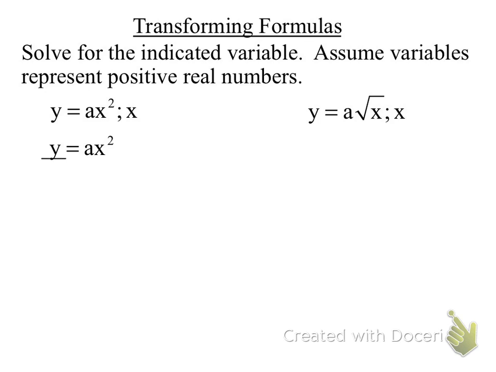Good. And you're writing as we go, not waiting till the end, because I'm not going to keep it up there. So we're dividing both sides by a. We get y over a equals x squared. Next step, Marcus. Square root of both sides. Root both sides. And then we get absolute value of x equals root y over a.